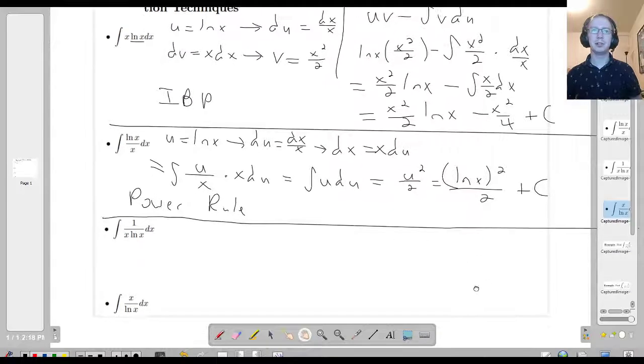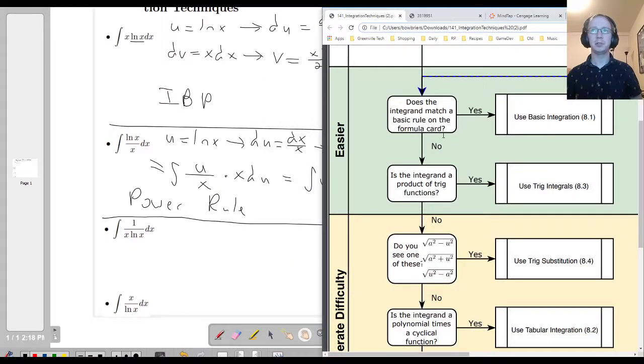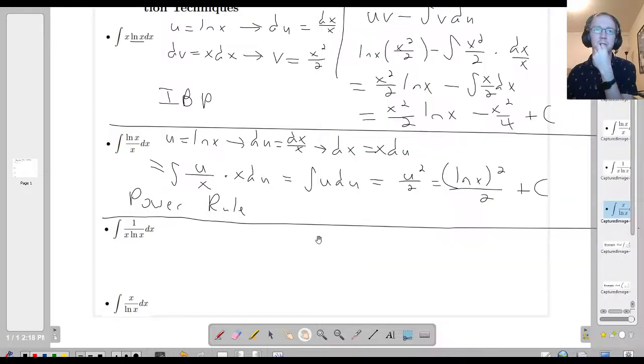Alright, let's look at our next one: 1 over x ln x. So I'm going to start with my flowchart again. Starting at the very top, does it match something on the formula card? Maybe I can do some kind of u substitution from 8.1. So let's try a u substitution again.